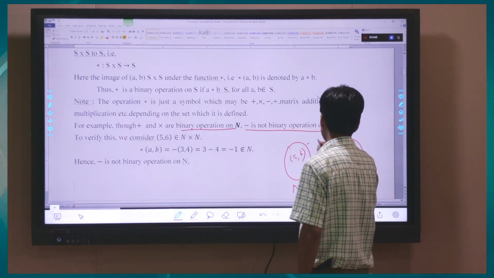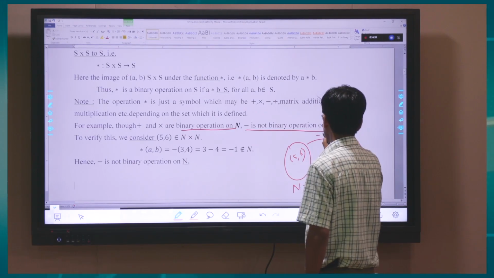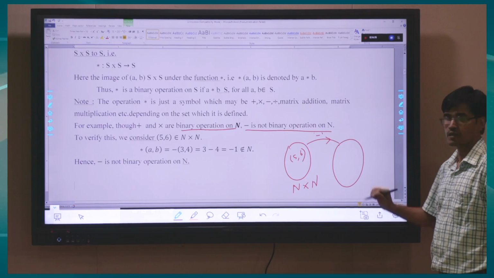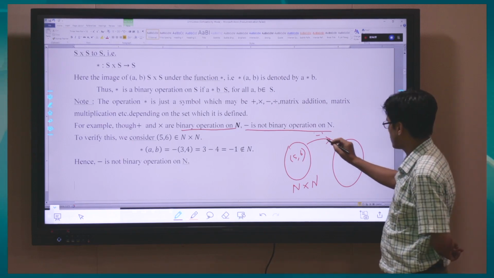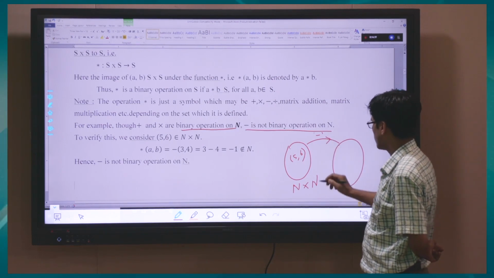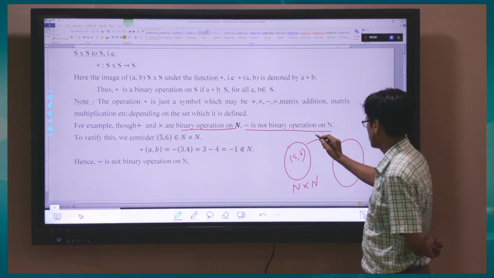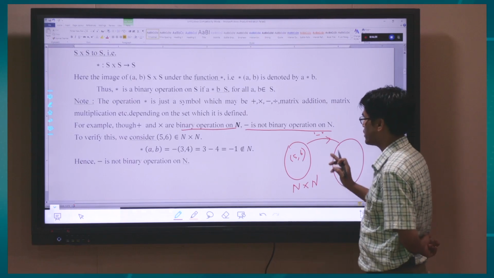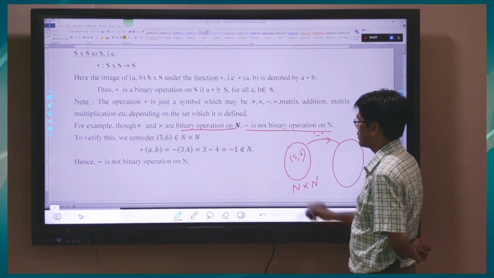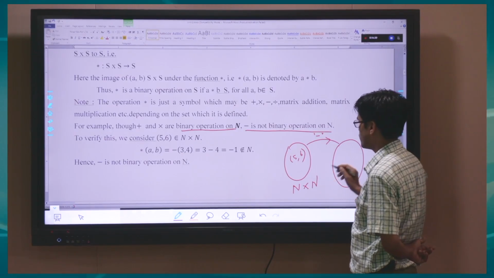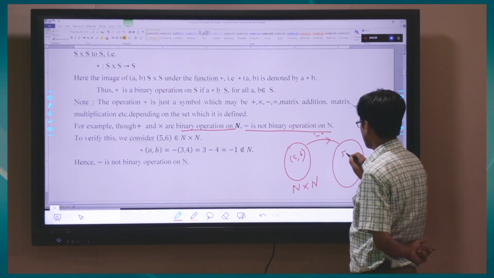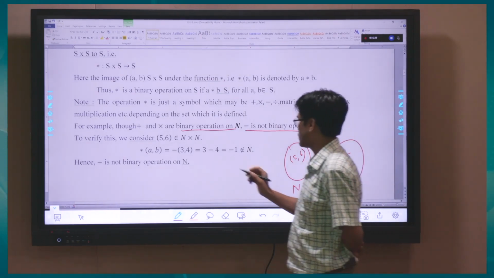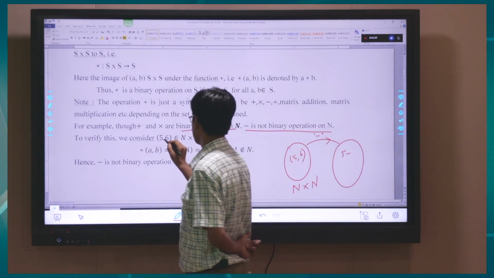Subtraction is not a binary operation on N. To verify this result, we consider one example: (5, 6) belongs to N cross N.